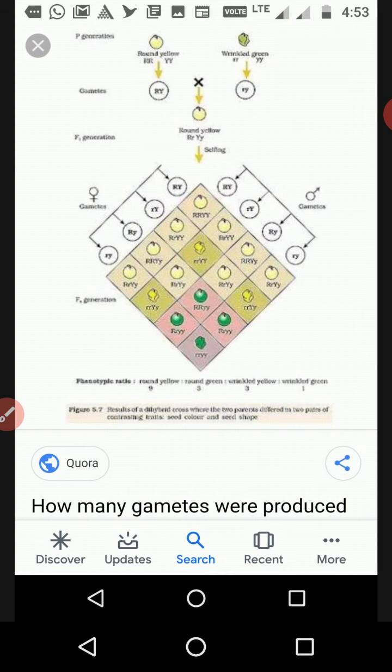So again, it is called homozygous. Always remember, all the parent generation are homozygous, or pure breed. That is called homozygous as well as pure breed. Another parent has two characters, and that is wrinkled seeds with green color. Clear?